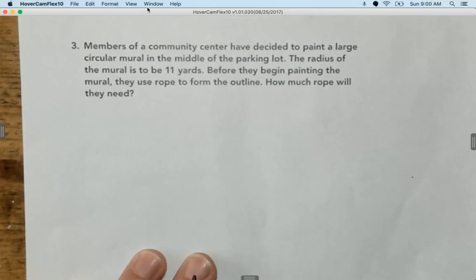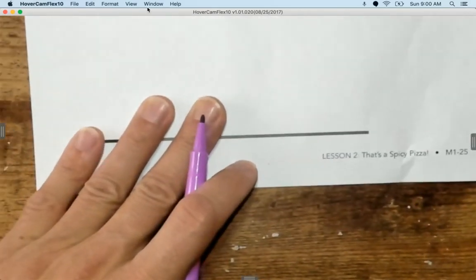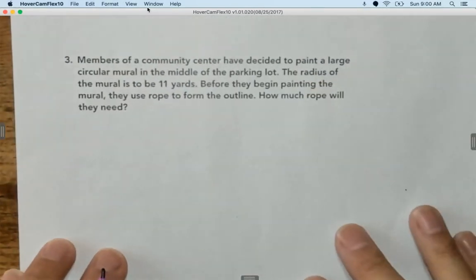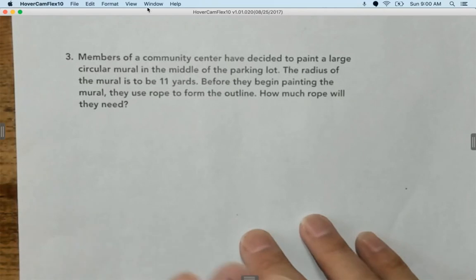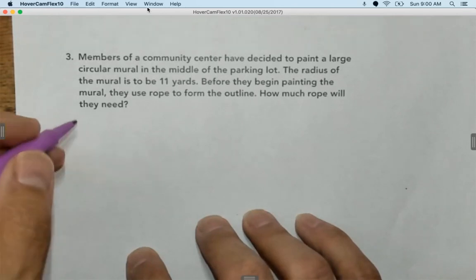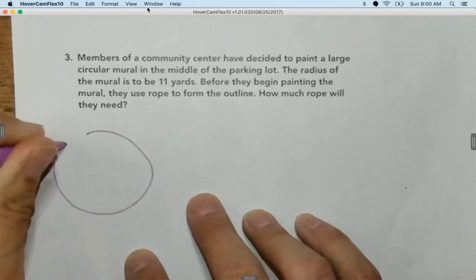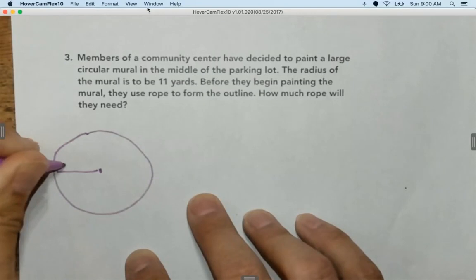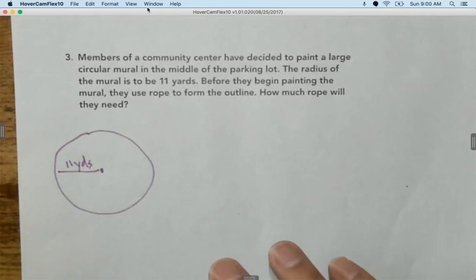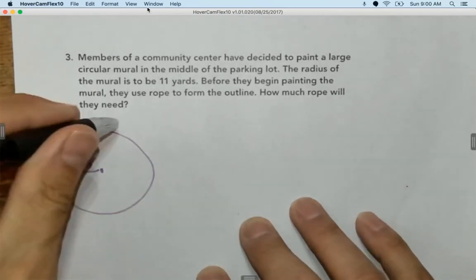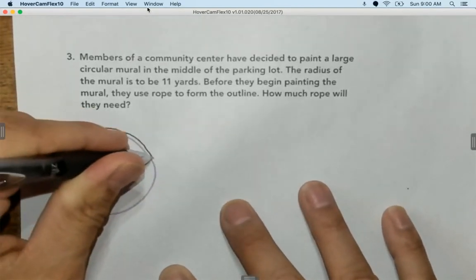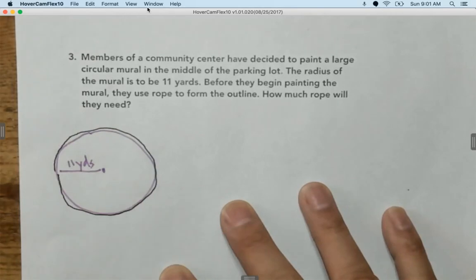Number 3. Members of a community center have decided to paint a large circular mural in the middle of the parking lot. The radius of the mural is to be 11 yards. Before they begin painting the mural, they use rope to form the outline. So it's the outline, so they go around with rope, going around like this. How much rope will they need?